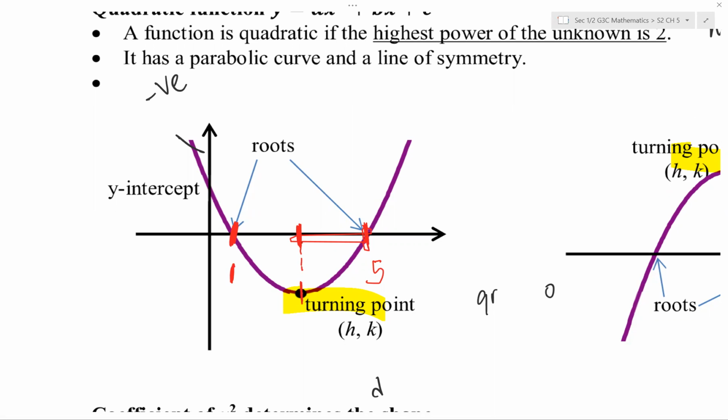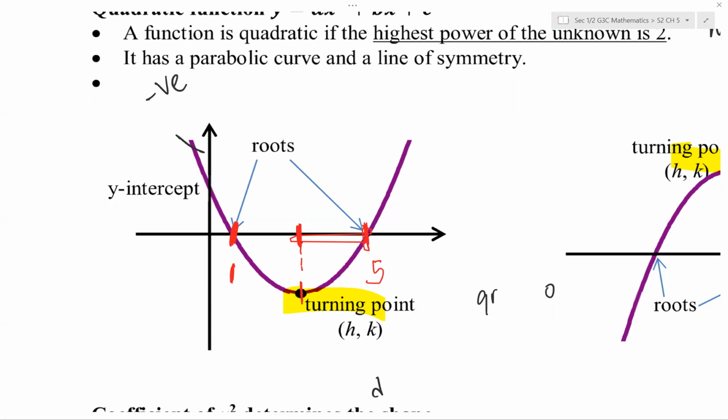Is it 5 minus 1 equals 4, then 4 divided by 2 is 2, and therefore the answer is 2? Is it done that way? No. We are looking for the middle of 1 and 5. In other words, we are looking for the average of 1 and 5. So average, how do we find average of two numbers?